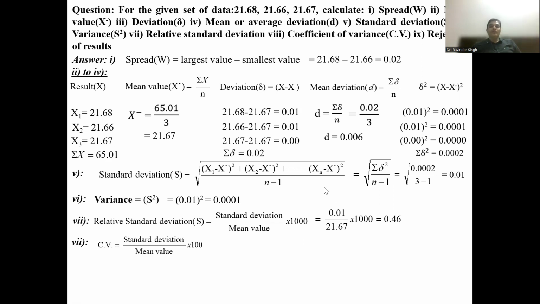Next one, coefficient of variance. It is multiplied by just 100. That's the difference. So what will your answer be? 0.046.